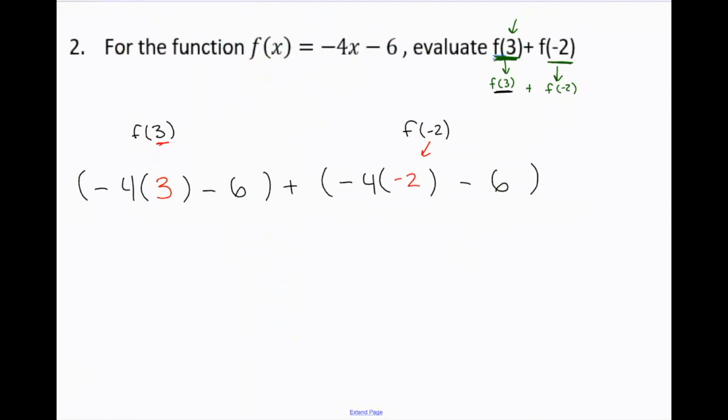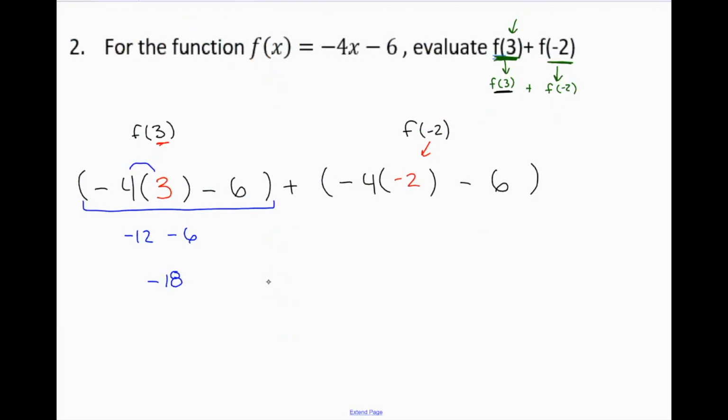So I'm going to start by solving this first set of parentheses. Remember, I follow PEMDAS, so P for parentheses. I have this entire piece in a parentheses, so I know I'm doing this piece first. Don't have any exponents. I have some multiplication, so I'm going to go to multiplication. -4 times 3 is -12. Bring down my -6. -12 minus 6 is -18. So this is the answer to f of 3. So when x is 3, my y value is going to be -18.